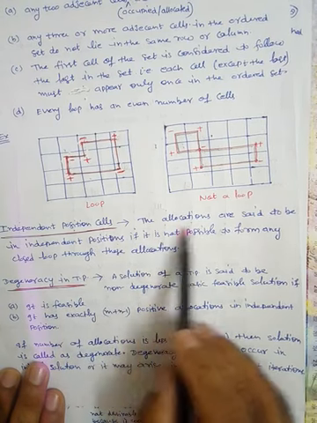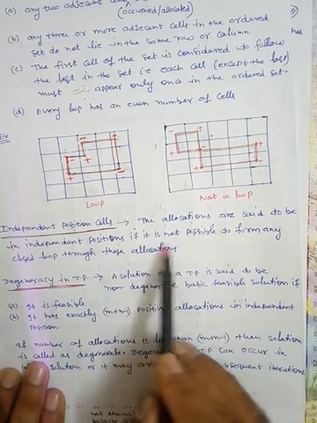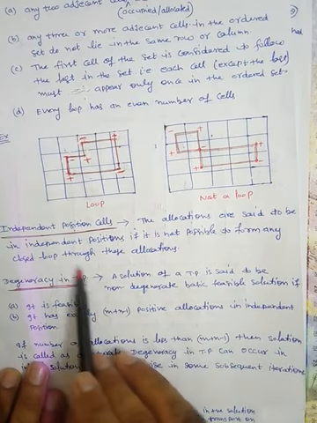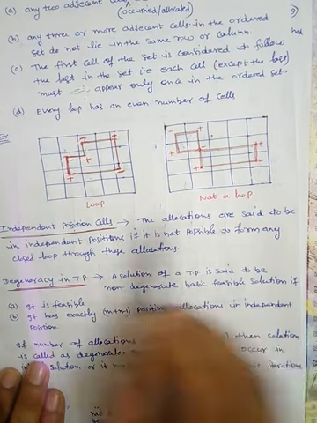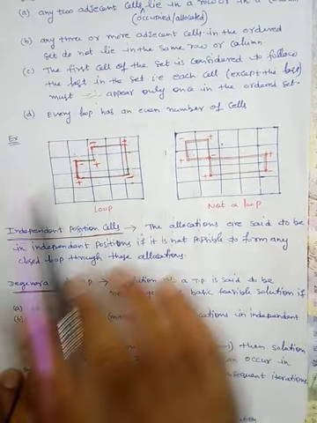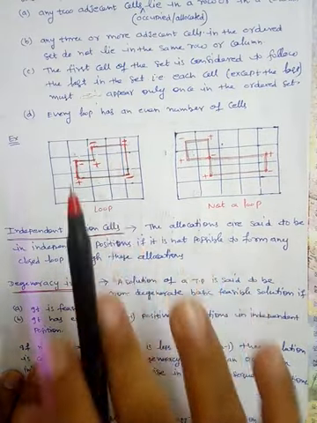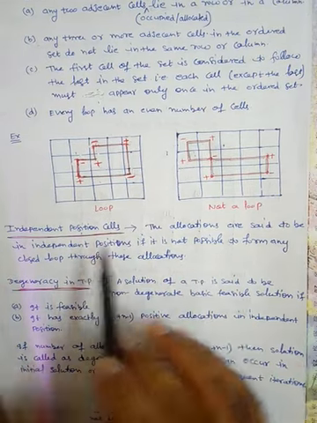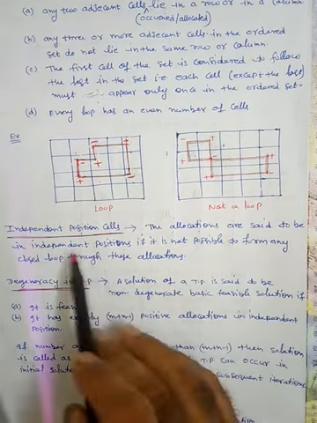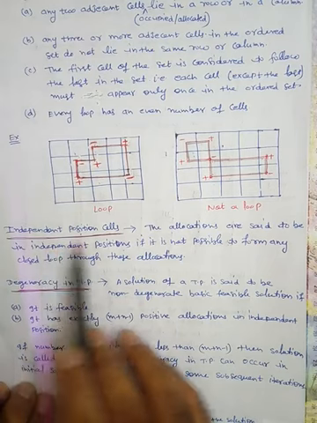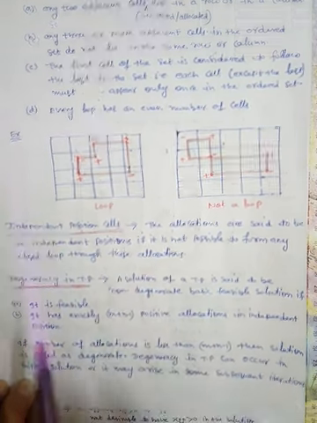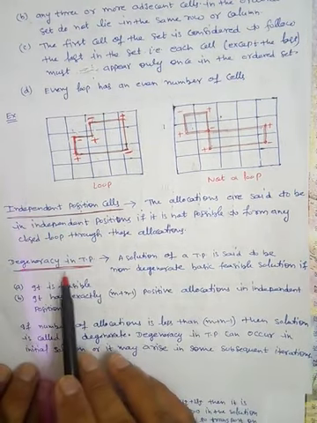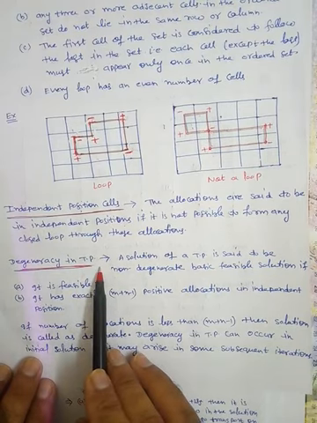If any loop, the allocations are said to be independent portion if it is not possible to form any closed loop through these allocations. यानी इन allocations के थ्रू अगर कोई भी लूप फॉर्म ना करता हो, तो हम कहेंगे कि जो हमारा सॉल्यूशन है वो है इंडिपेंडेंट पोजिशंस. हमारे जो सेल्स हैं they are independent positions. Fine. Now the degeneracy in a transportation problem.